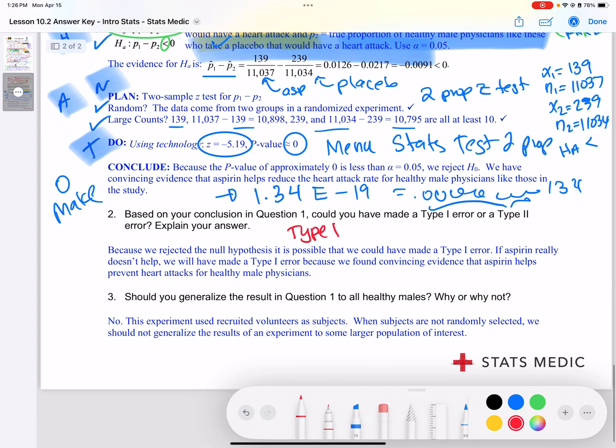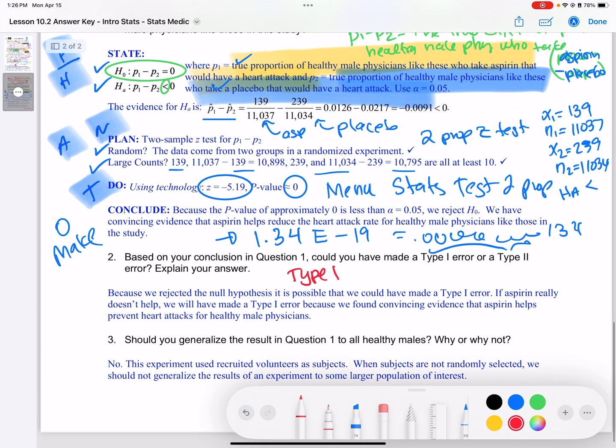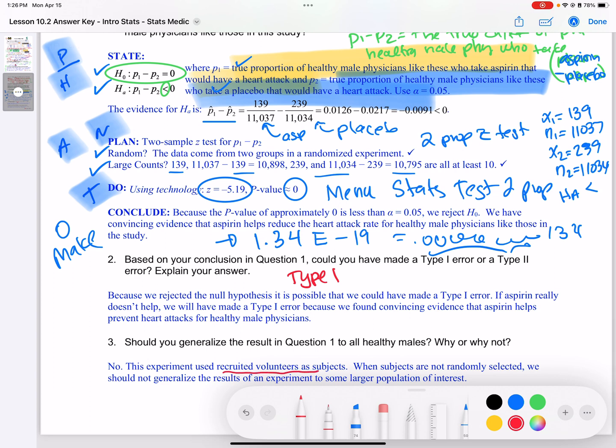We cannot generalize results because we used volunteers, and to generalize results, we need a random sample. Okay, we had a randomized experiment, which was great, and we're able to draw a cause and effect conclusion, but I can't generalize it unless I have a random sample.